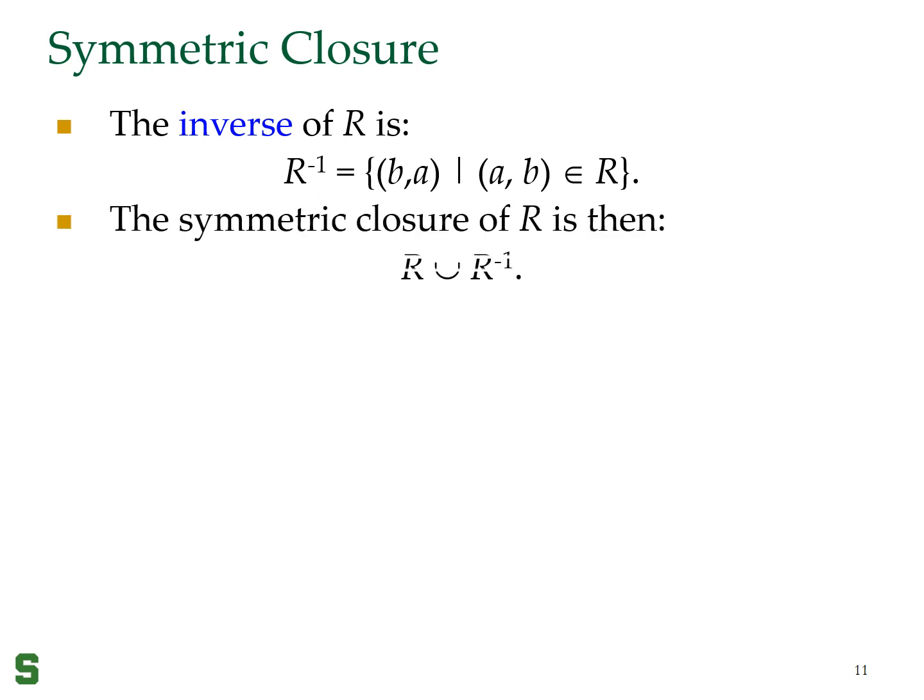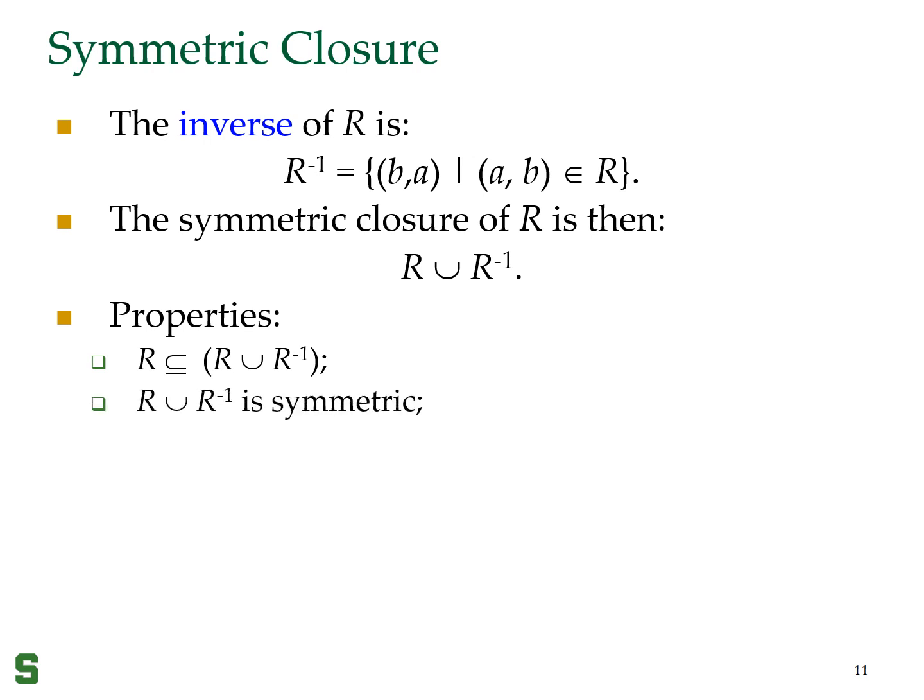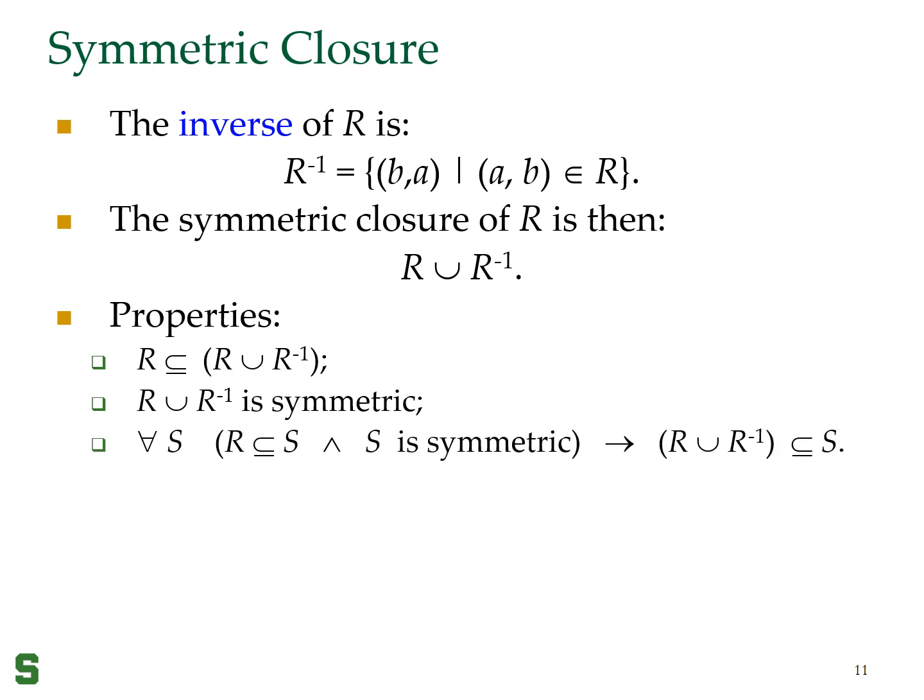And I would ask you to verify that the symmetric closure is going to be R union R inverse. And I want you to verify that this is in fact a superset of R. It is symmetric, and it is the smallest superset of R for which the symmetric property is satisfied.